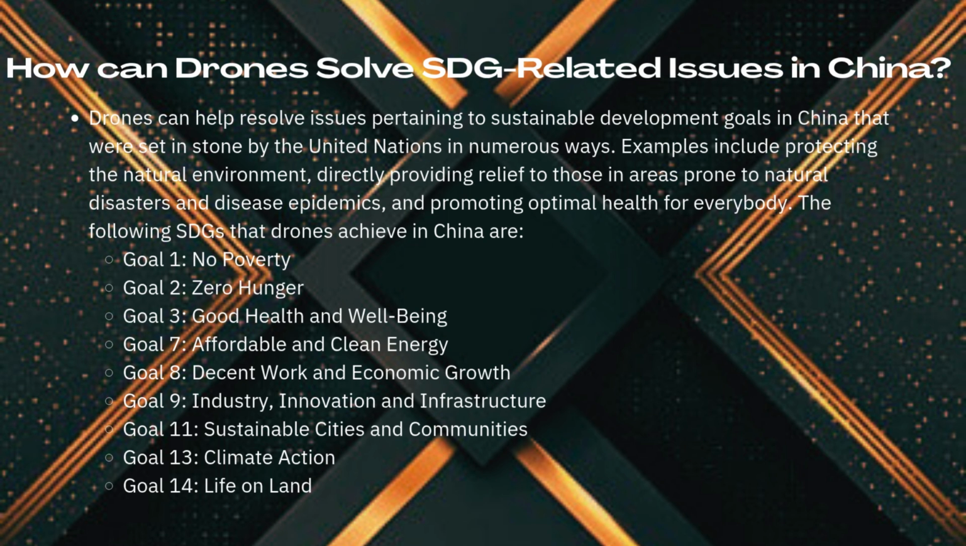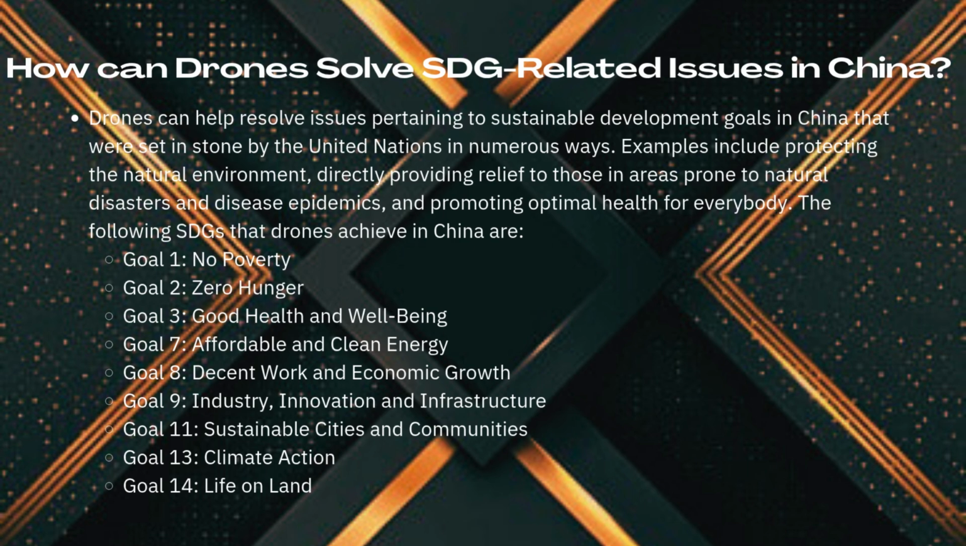Drones can help resolve issues pertaining to sustainable development goals in China that were set in stone by the United Nations in numerous ways. Examples include protecting the natural environment, directly providing relief to those in areas prone to natural disasters and disease epidemics, and promoting optimal health. These are the following sustainable development goals that drones achieve in China.